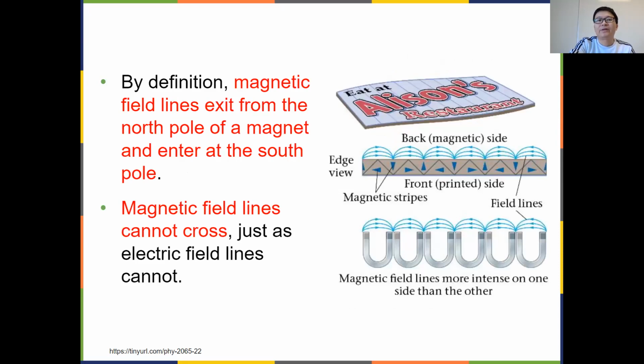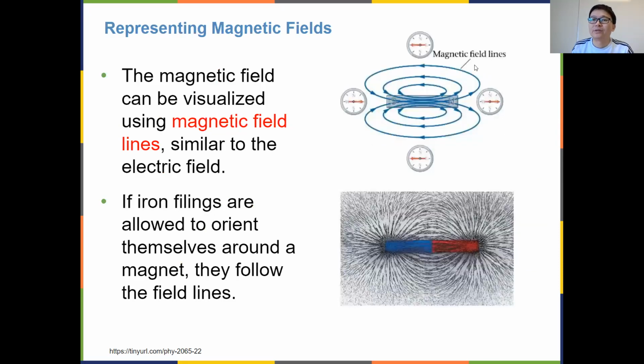By definition, the magnetic field lines exit from the North Pole and then enter at the South Pole. So for a magnet, you have the lines coming out of the North Pole here and then going into the South Pole. But inside the magnet, the field lines go from the South Pole to the North Pole. So the magnetic field lines are closed loops.